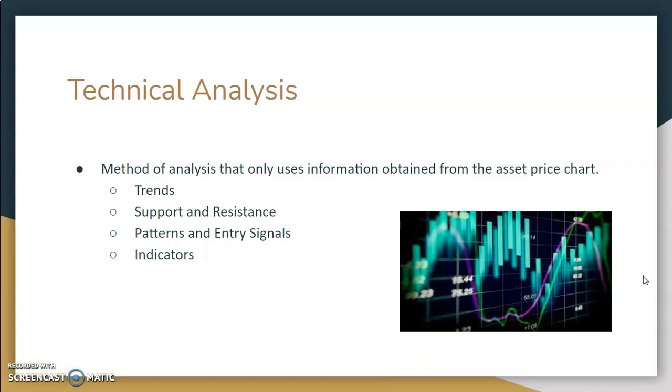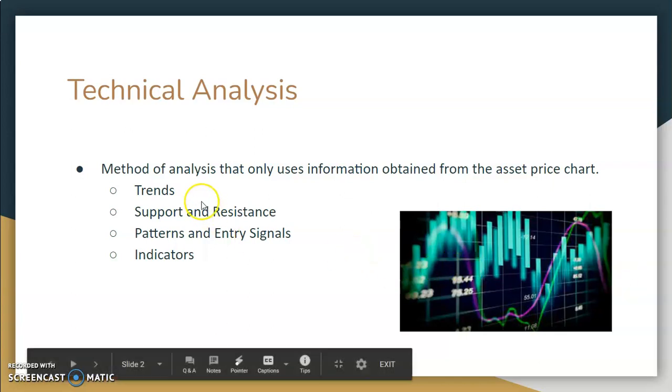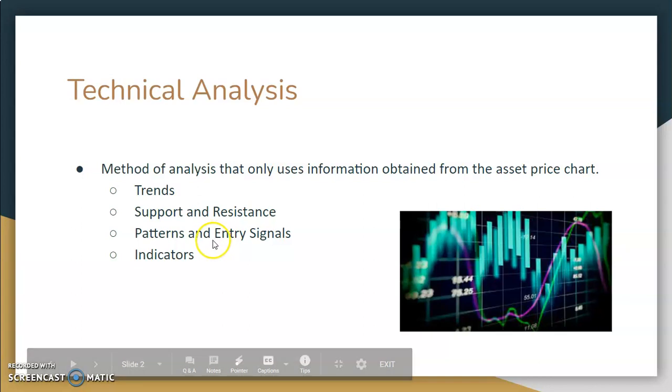Technical analysis is a method of analysis that only uses information obtained from the asset price chart to predict future performance. This analysis can be broken down into four main components. We have trends, support and resistance levels, patterns and entry signals, and finally indicators.